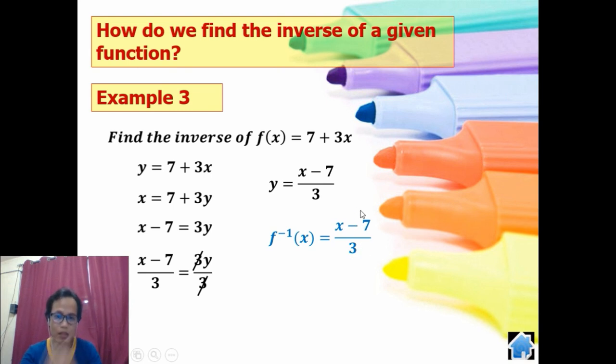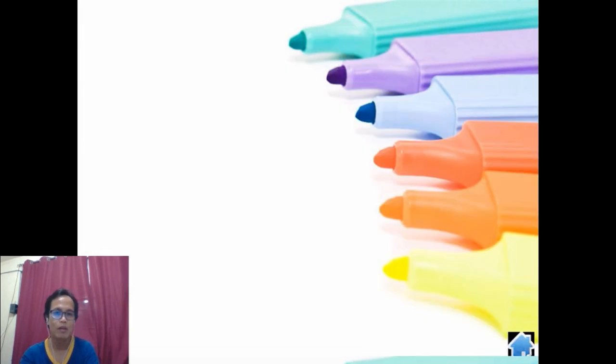So, meaning this indicates that this function is the inverse of this function. So, kini siya nga function, bali aning function. Okay? So that is how to find the inverse of a given function. So now, let's proceed to example number 4.